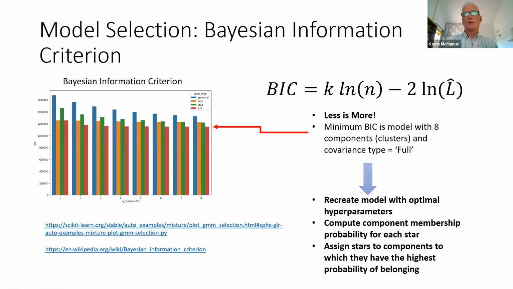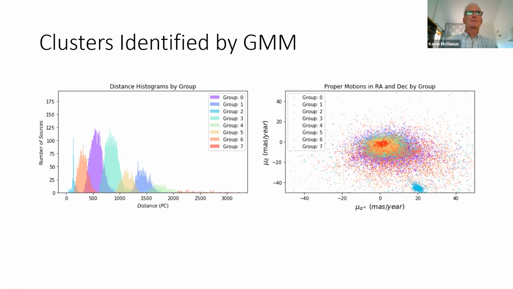Right, so we searched over the parameter space, we found the best model, we applied that model to the stars, and then we did the cluster assignment, okay? All right, so what do we get?